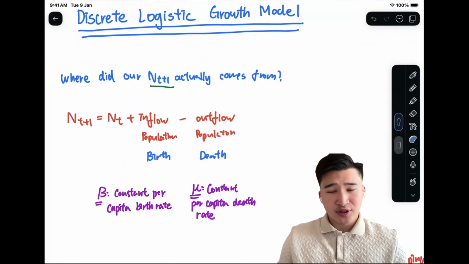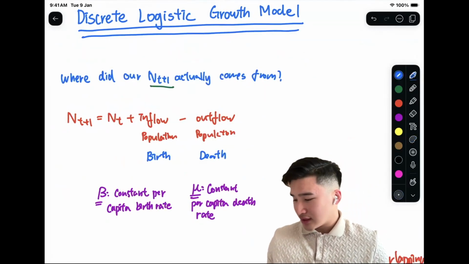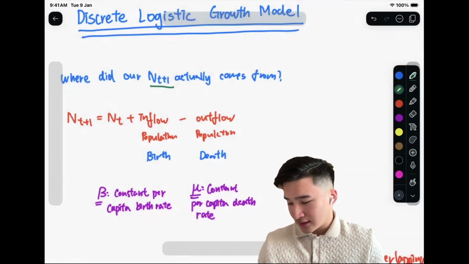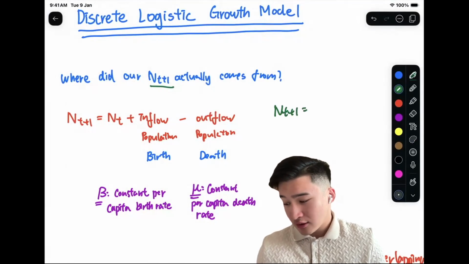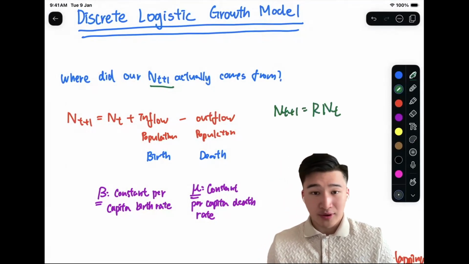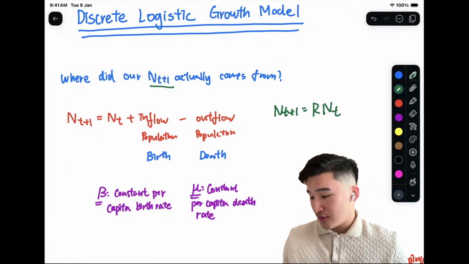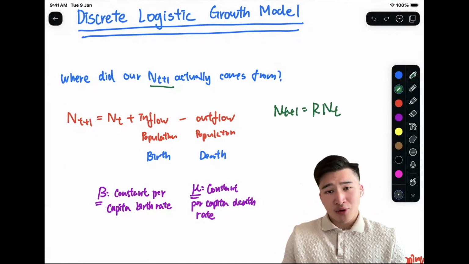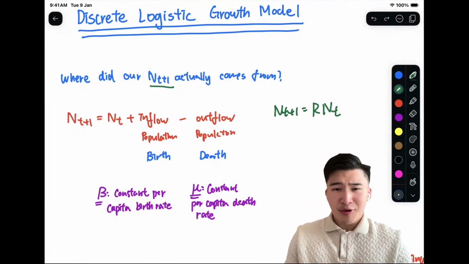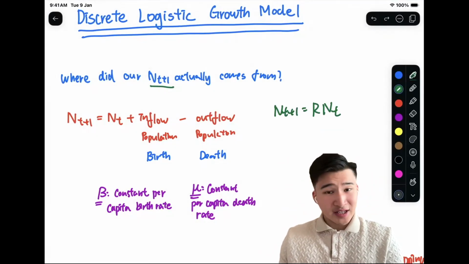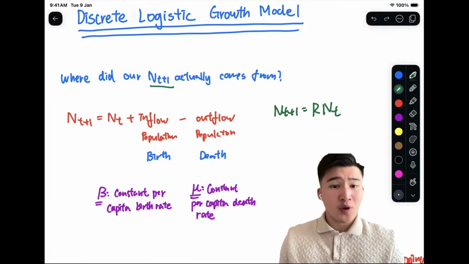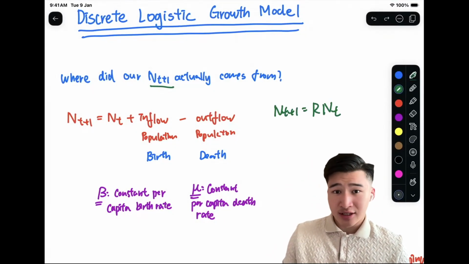So here's the first idea. We've learned previously that N_{t+1} is equal to R times N_t. R is our per capita growth rate, and N_t is our current population. So this is how to find the next population. This time I wanted to think a little bit deeper about how to actually find the next population. In other words, where did our N_{t+1} actually come from?